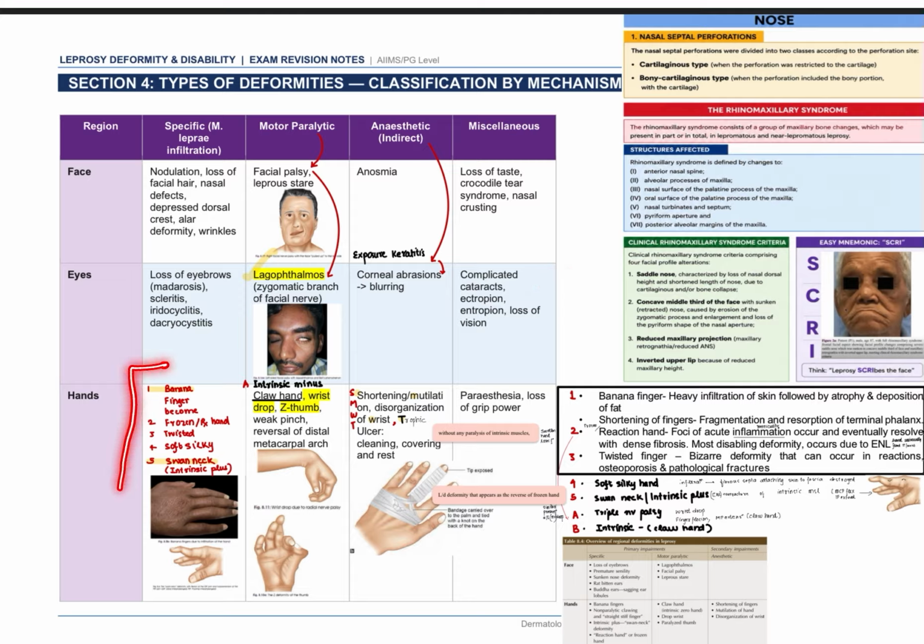Now for the hands, the specific deformities can be remembered as BFTS: banana finger, which becomes frozen and twisted, and then soft silky or swan neck deformity. Why does this happen? Because there is heavy infiltration of the skin, followed by atrophy, so there is banana finger. In case of frozen or reaction hand, because reaction occurs multiple times, there is a frozen hand in which the hand takes the form of a claw. Soft silky hand is also similar due to infiltration, and the hands can become twisted.